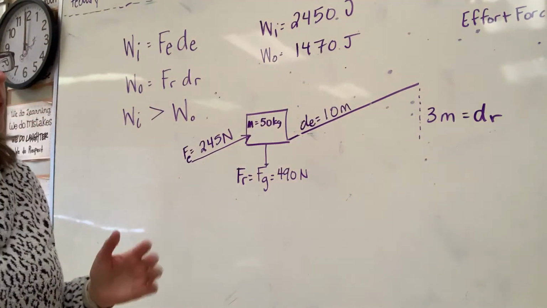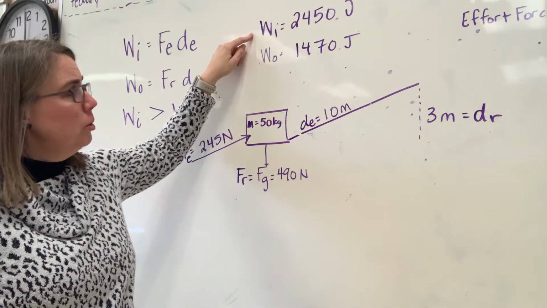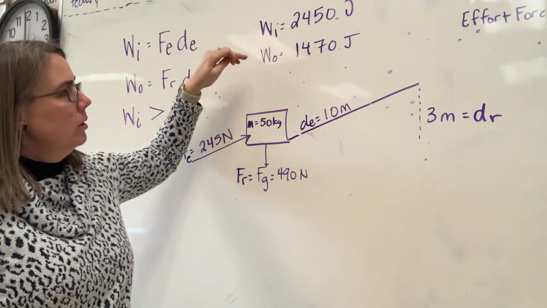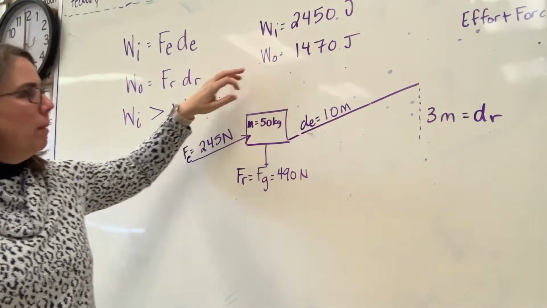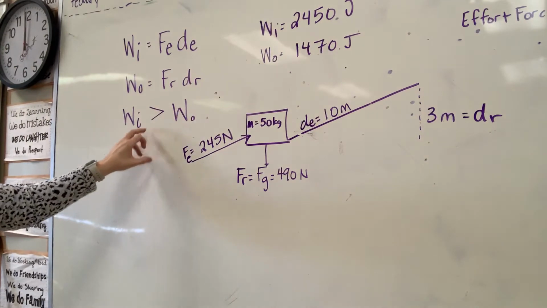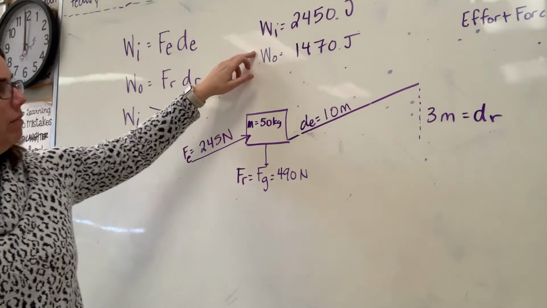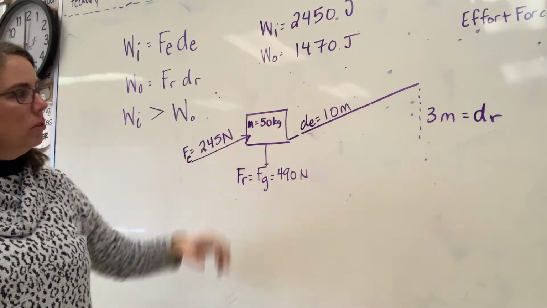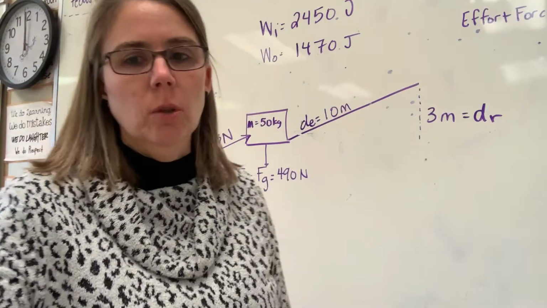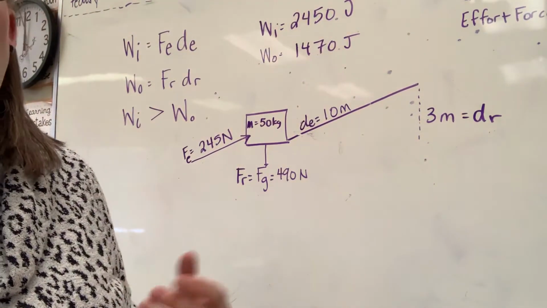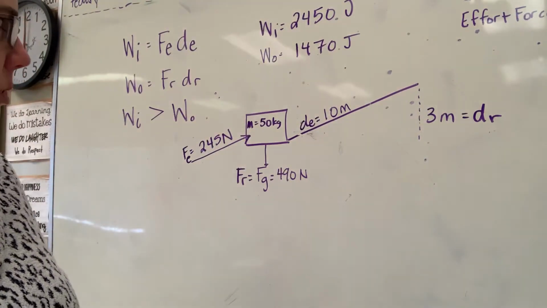So what does that mean? That means that I applied 2,450 joules of work to the machine. The machine in turn did 1,470 joules of work for me, okay? So remember earlier I said your input work always has to be bigger than your output work. You can never get more out of a machine than you put into it. So you can see here that that's true. Okay, so now that we've done that, let's talk a little bit about these other words: efficiency, mechanical advantage, ideal mechanical advantage, and then the 2 types of effort forces.